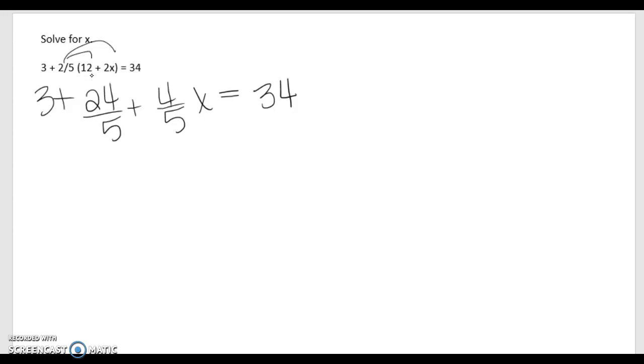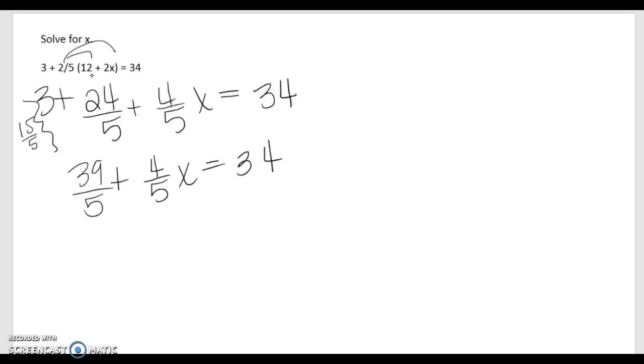3 plus 24 fifths, that would be, 3 is the same thing as 15 fifths. And 15 fifths plus 24 fifths would be 39 fifths plus 4 fifths x equals 34.